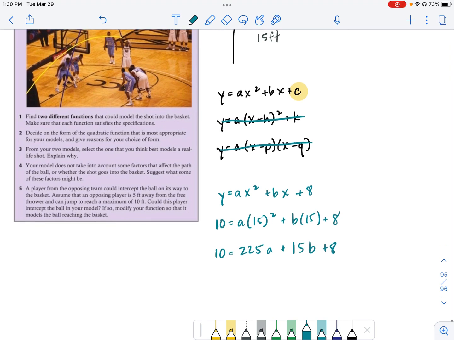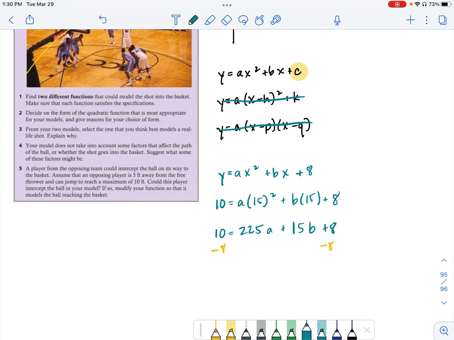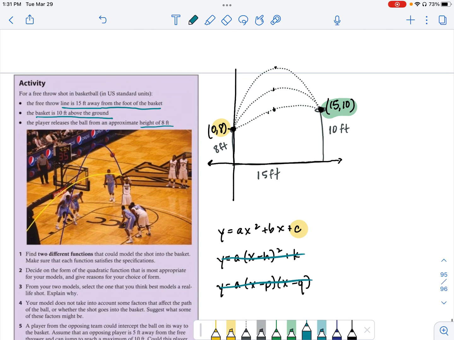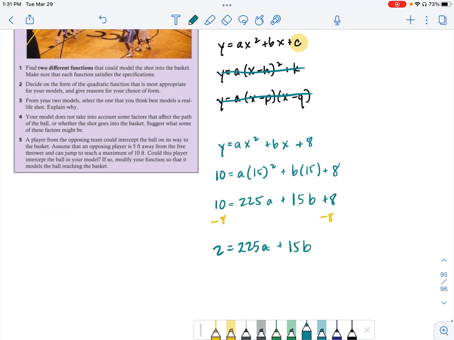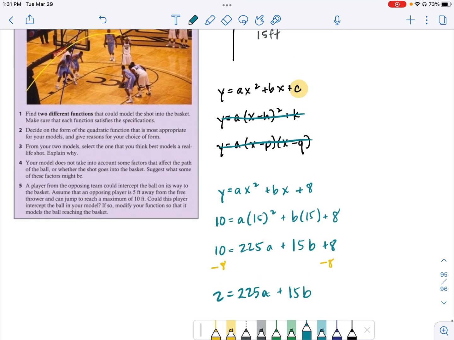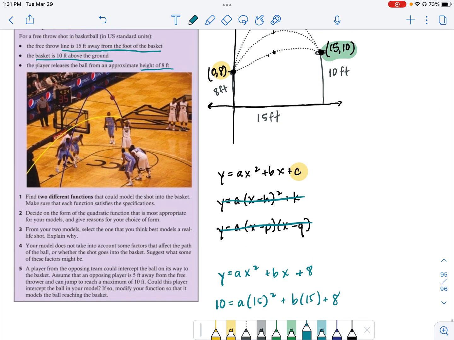And just to get this a little cleaner, I'm going to subtract 8 from both sides so that I have my variables on one side and my constants on the other. So 2 equals 225a plus 15b. We've used all the information that the problem gave us, the 15 feet, the 10 feet, and the 8 feet. And we're still left with two unknown parameters, a and b. A couple of things is that we know that the parabola is going to be concave down. So that tells us that we want a negative a.